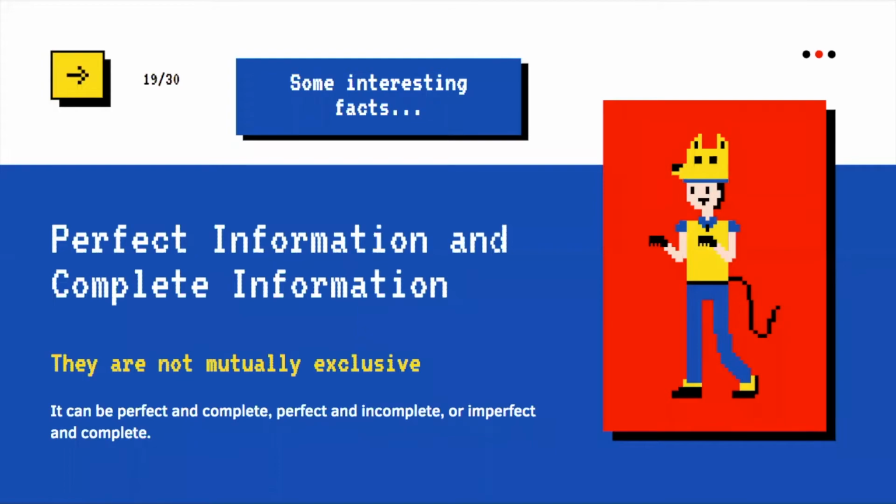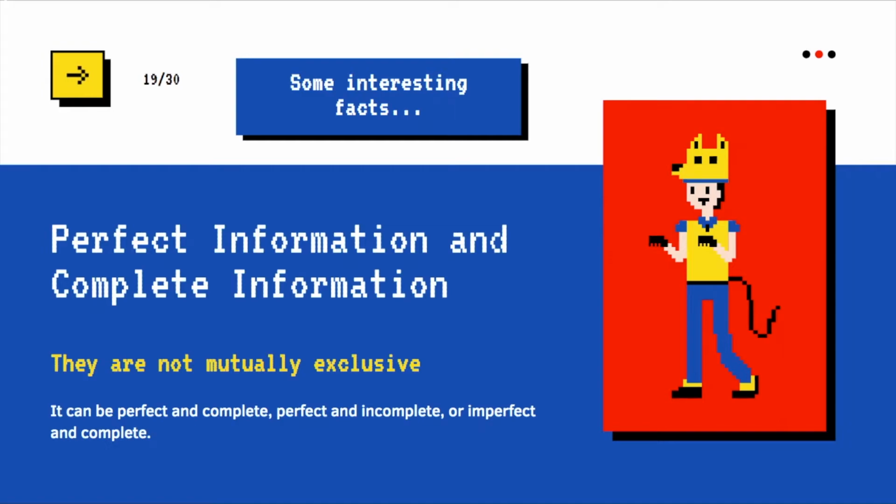Some interesting facts about game theory. Perfect and complete information are not really mutually exclusive. It can be either perfect and complete, perfect and incomplete, or imperfect and complete.